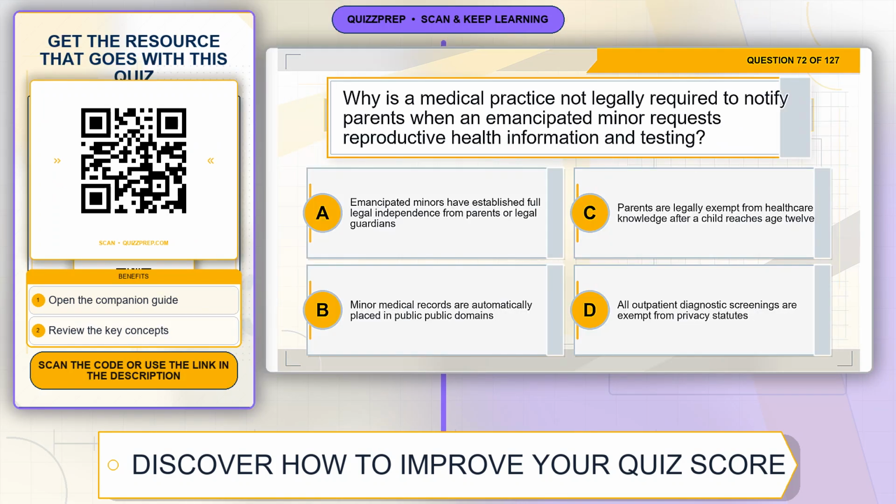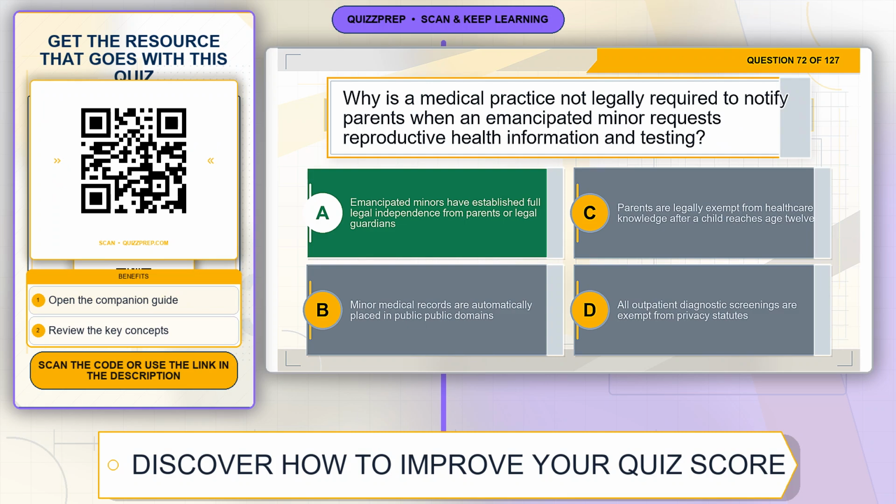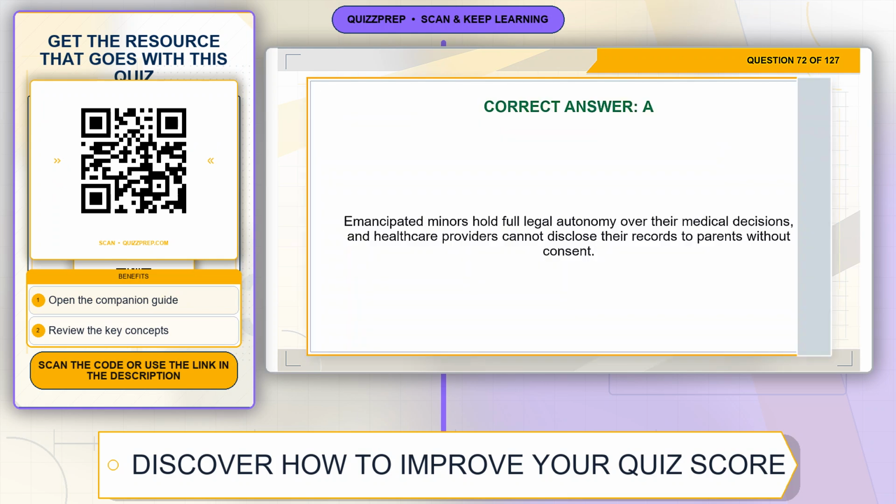Question 72. Why is a medical practice not legally required to notify parents when an emancipated minor requests reproductive health information and testing? Option A. Emancipated minors have established full legal independence from parents or legal guardians. Option B. Minor medical records are automatically placed in public domains. Option C. Parents are legally exempt from healthcare knowledge after a child reaches age 12. Option D. All outpatient diagnostic screenings are exempt from privacy statutes. The correct answer is option A. Emancipated minors have established full legal independence from parents or legal guardians. Explanation.